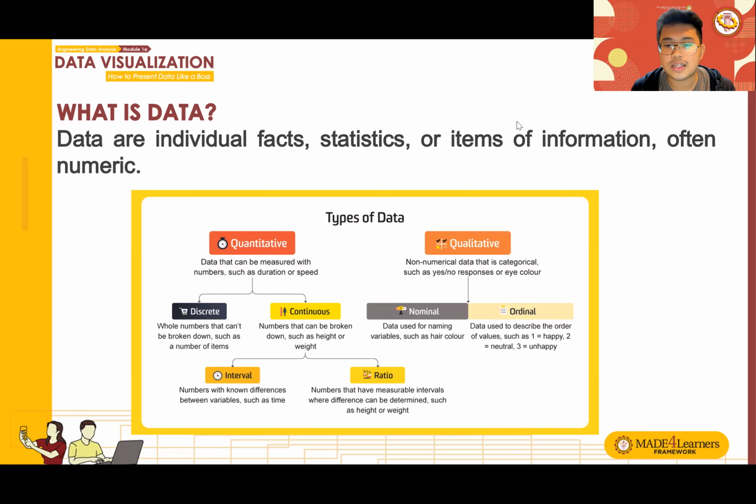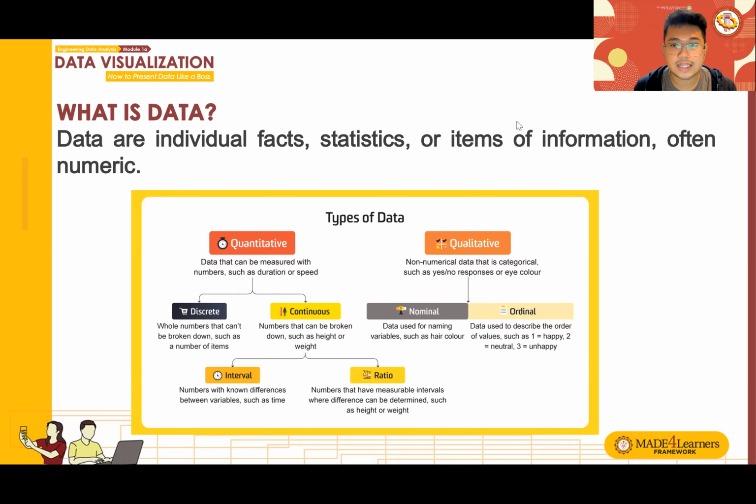The second is the ratio data or the ratio variables. These are items or data that never fall below zero. Examples for this one are height and weight, because they measure from zero and above. We don't have negative measurements for height and weight.